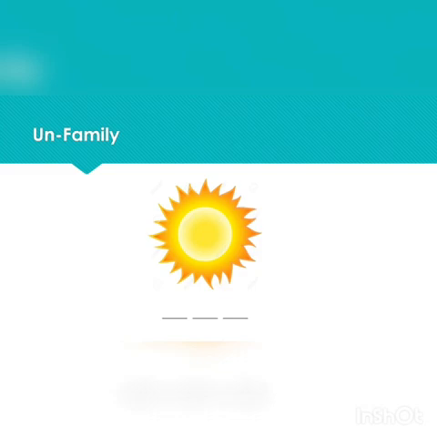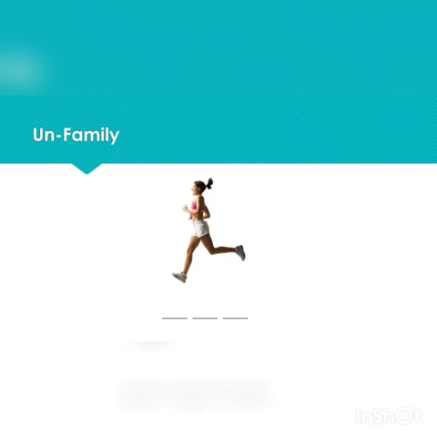Now look at this picture. What do you see? This is a sun. Now can you write the word sun on the dashes? Sun. What's this girl doing? She's running. Can you write the word run? Run.